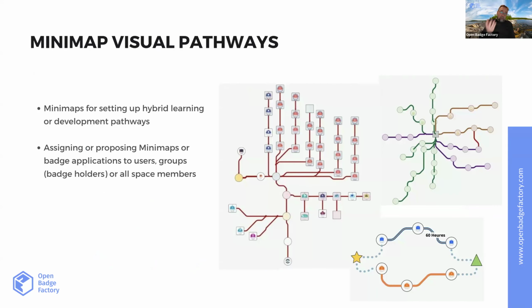And you can also create what we call mini-maps, which are metro maps built with badges. And here you can have hybrid pathways also. So you can have badges which come from your OBF account, but also badges that have already been published in the passport. And you can assign mini-maps, just as you can assign badge applications, as you can assign badges. And with mini-maps, you can also track the progression of your learners in these pathways.